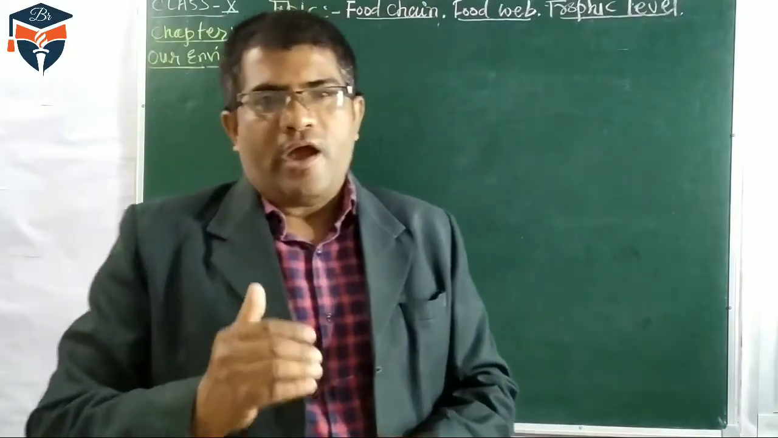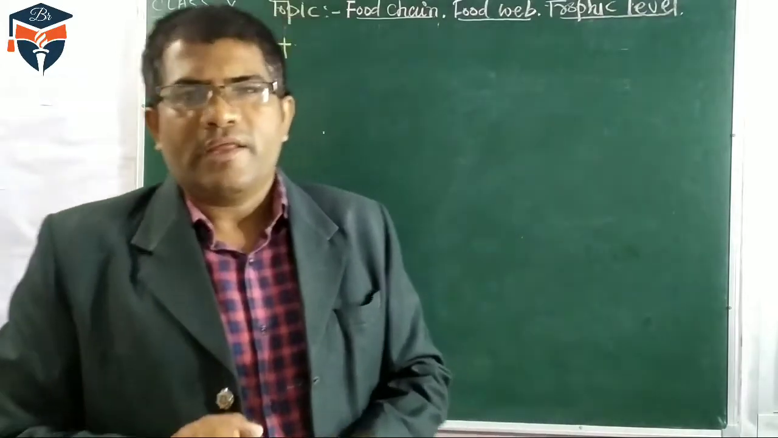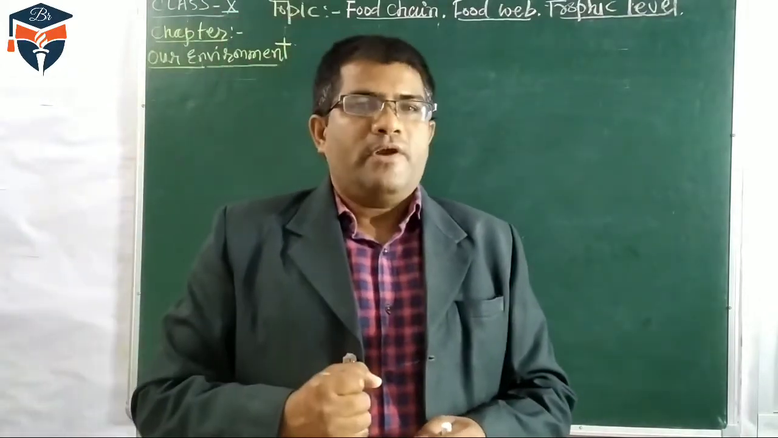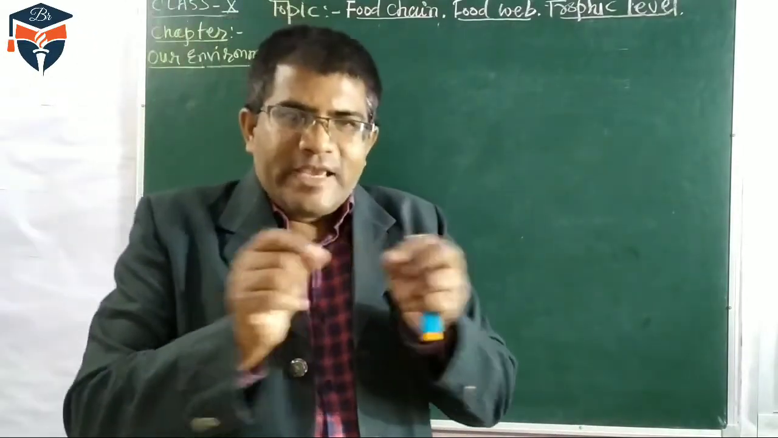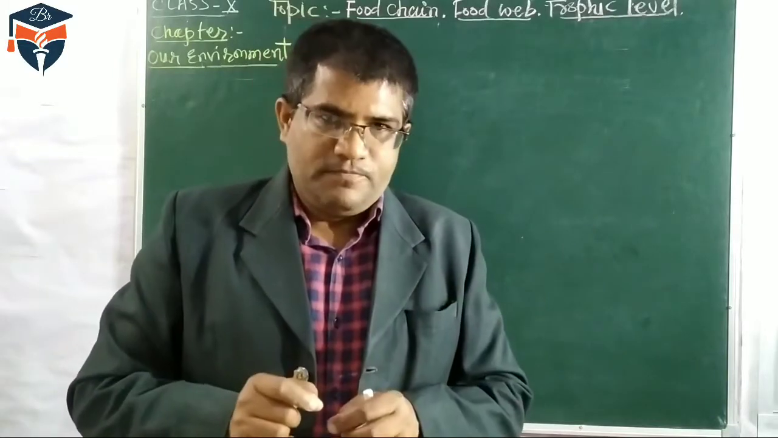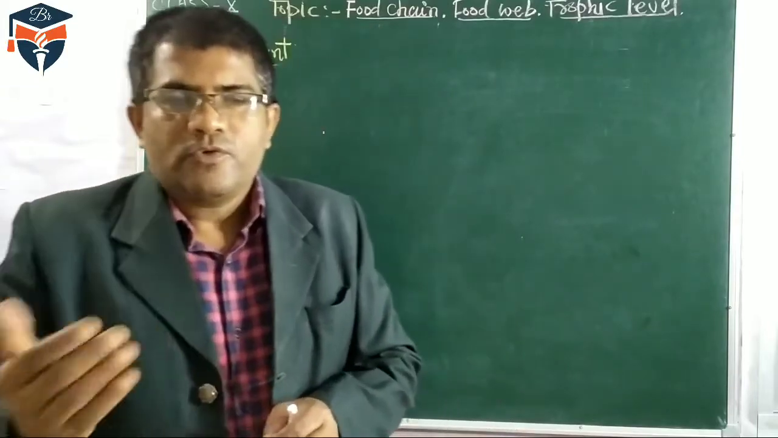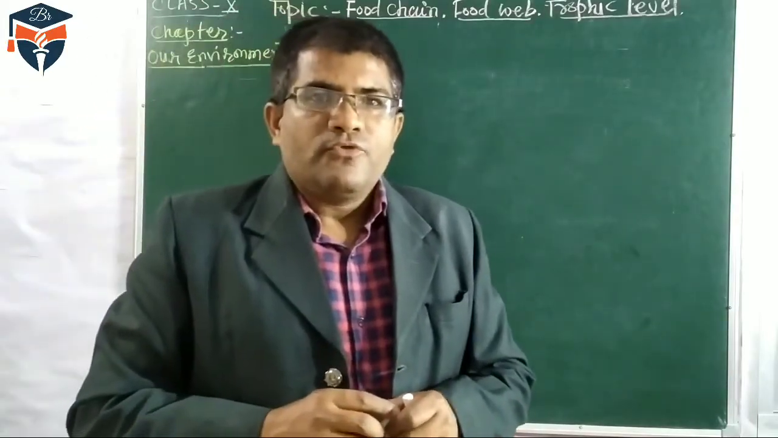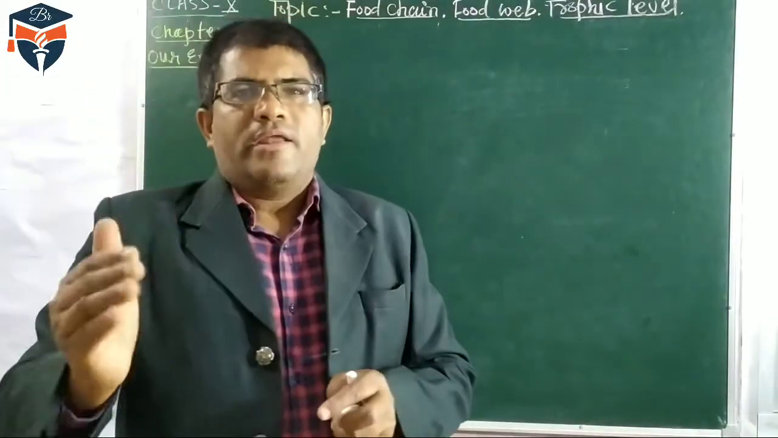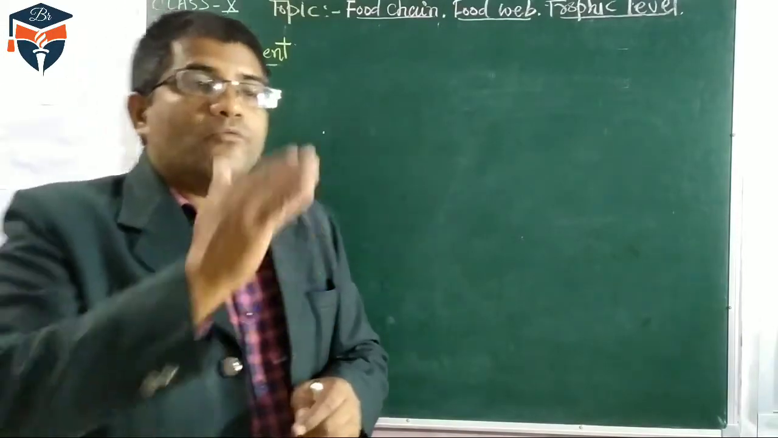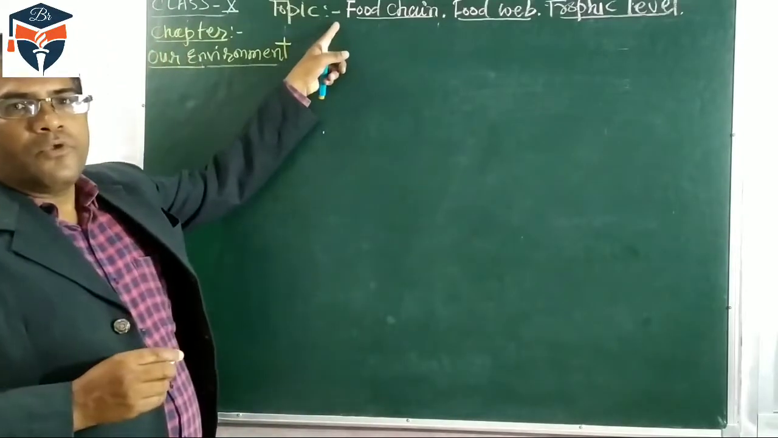Students, each and every organism needs food, and by this food we get the energy to perform different activities. So in our ecosystem, there is a chain where many organisms occur, and one organism is fed on by another organism. By this process, the transfer of energy occurs from one organism to another organism, or from one trophic level to another trophic level. So a food chain is a chain.